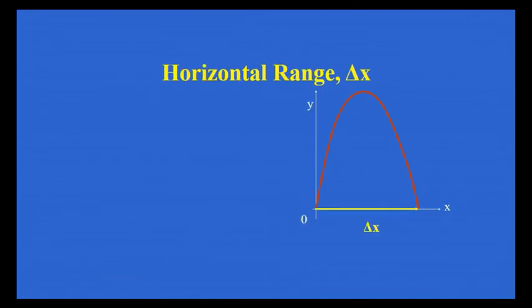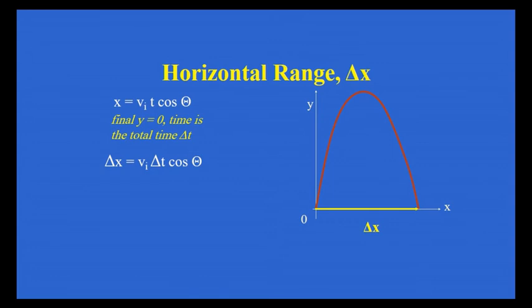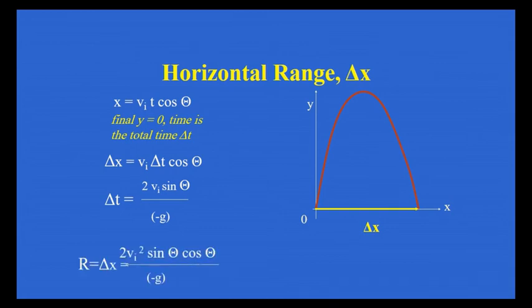Horizontal range delta x. x equals v naught t cosine theta, and final y equals 0 at time equal to the total time delta t. Delta x equals v initial delta t cosine theta, and delta t equals 2 v initial sine theta over minus g. Then R equals delta x equals 2 v initial squared sine theta cosine theta over minus g. And that means delta x equals v initial squared sine 2 theta over minus g.